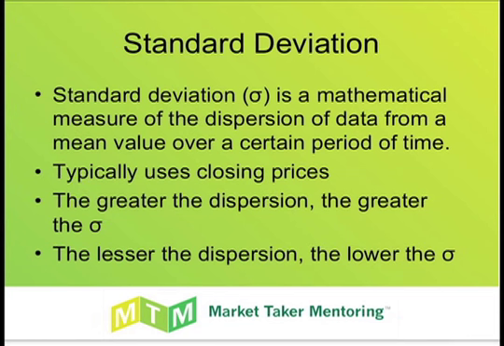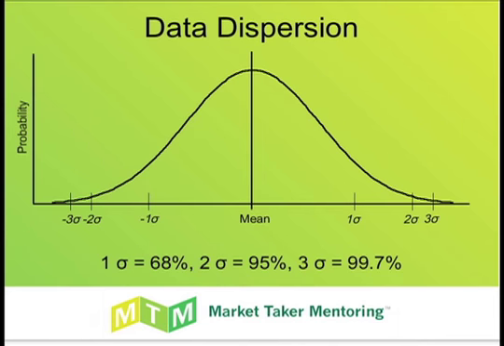Okay, so the greater the dispersion or the greater the volatility, the greater the standard deviation. And the lower the dispersion, the lower the standard deviation. And it's kind of based on this principle here. This is called a probability chart. You look at this, and some of you will quickly and easily recognize this as what's referred to as a bell curve.